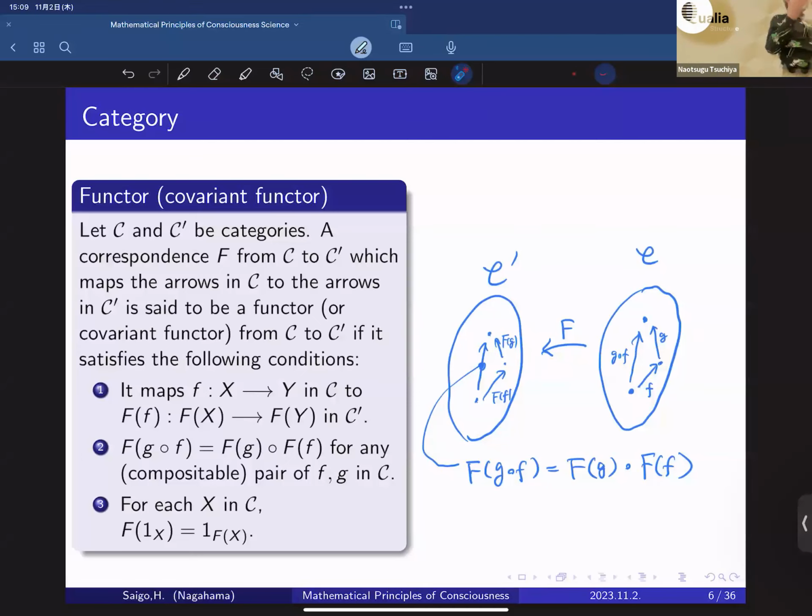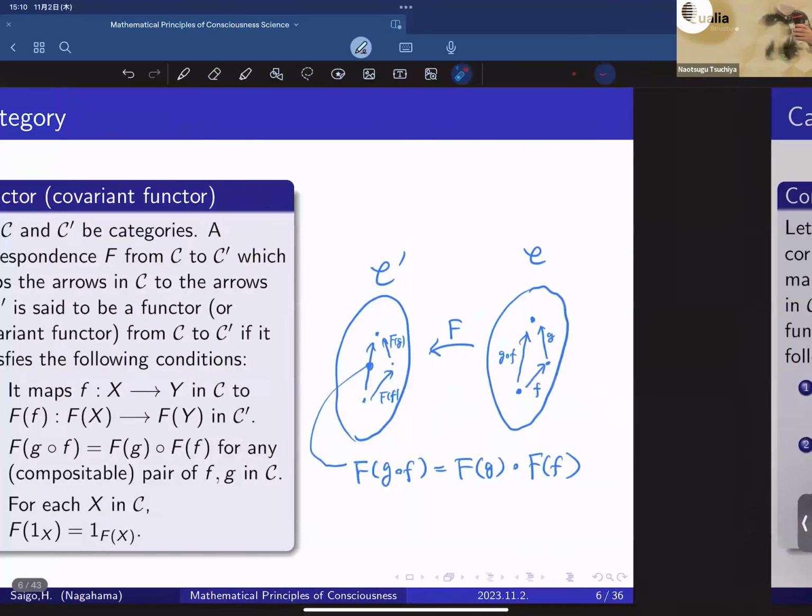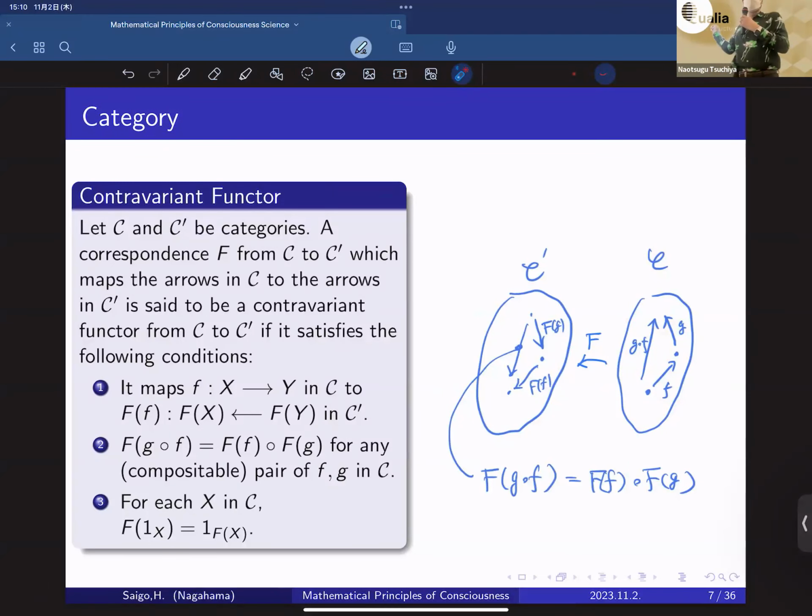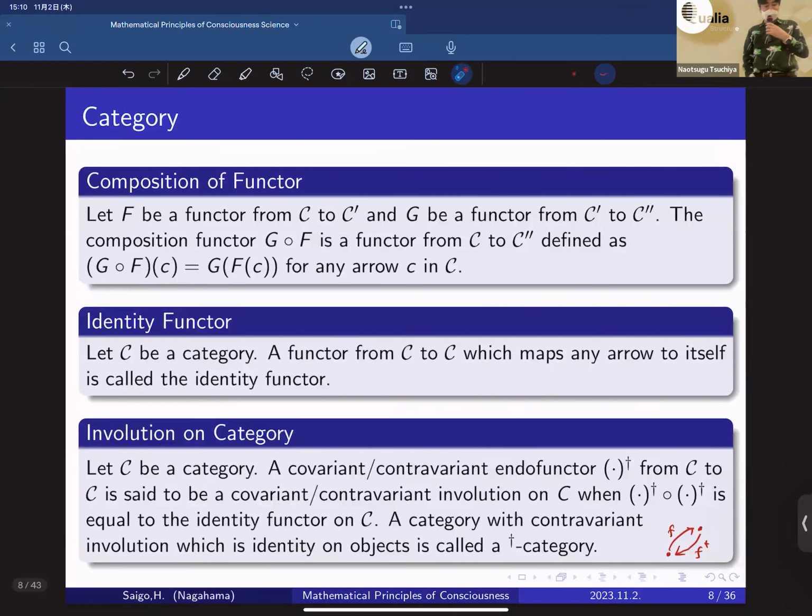Any kind of analogy, model, interpretation or theory can be considered an example of a functor, but I omit that here. This is almost the same figure, just changing the order. This kind of thing is called a contravariant functor. So in this talk, a special kind of contravariant functor on one category is important, which is called an involution.